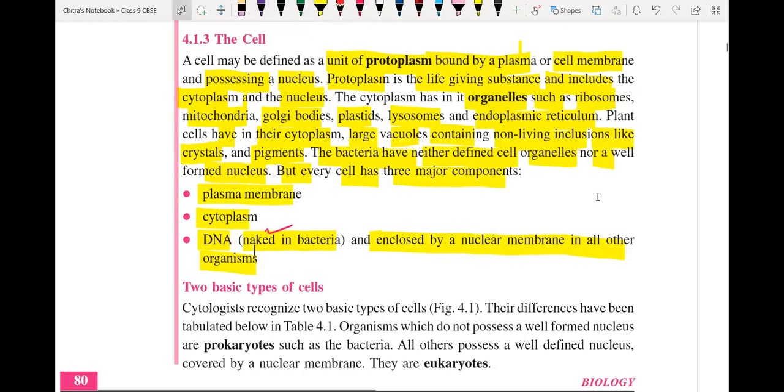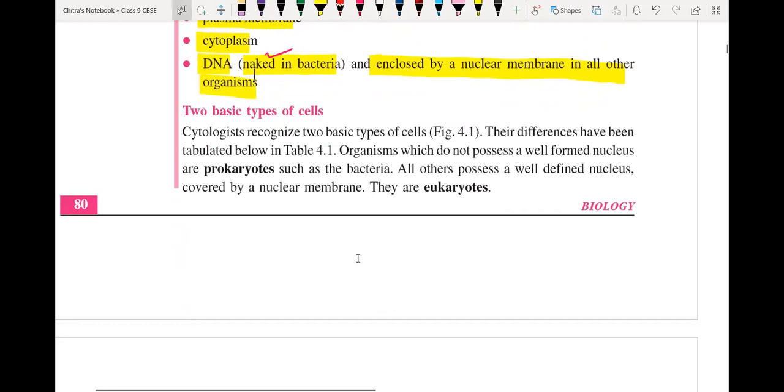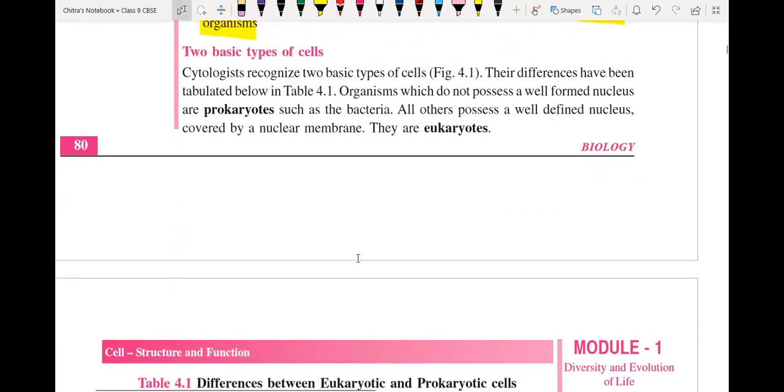So now we are going to discuss the two basic types of cell. We have already covered this, but we will repeat one more time. On the basis of the presence or absence of a definite nucleus and other cell organelles, we have two types of cell: prokaryotic cell and eukaryotic cell.